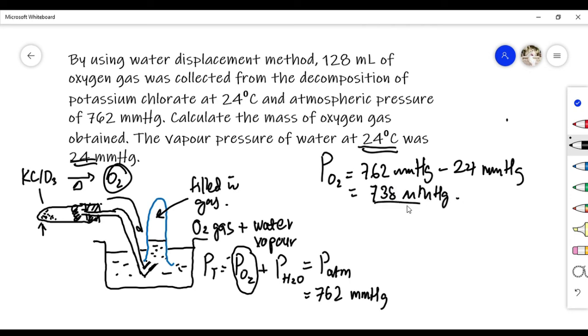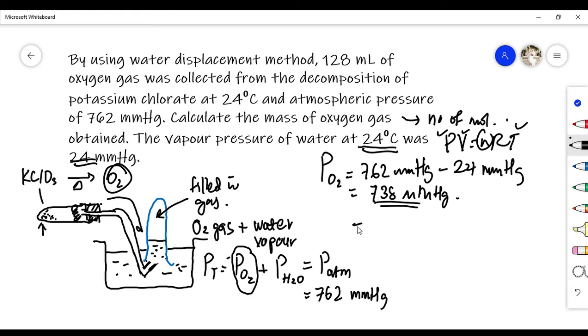Okay, so selesai part yang pertama. We want to find the mass of oxygen gas obtained. So to get the mass, kita perlu dapatkan dulu dia punya number of mole. Okay, so kita dapat number of mole daripada equation PV equals to nRT. P kita dah ada, volume kita dah ada, temperature kita dah ada. Kita nak cari number of mole of oxygen. Okay, but the problem here is that this is pressure dalam bentuk mmHg.